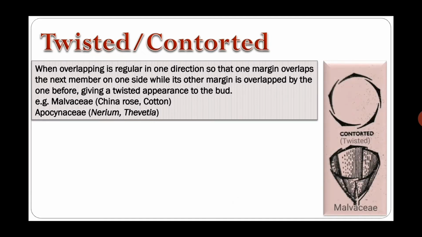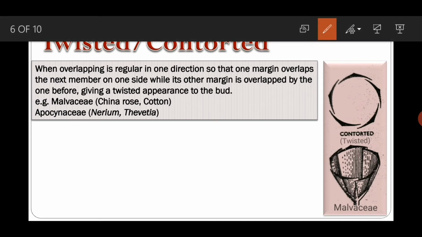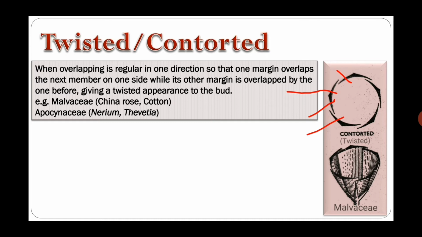So in the diagram here, let us understand this in simple language. There are 5 petals, and for each petal, one margin is overlapping and another margin is overlapped. So regular overlapping and overlapped margins give the twisted appearance to the bud, that is called twisted estivation. Examples are China rose, that is Hibiscus, and cotton, that is Gossypium, and family Apocynaceae, that is Nerium and Thevetia.